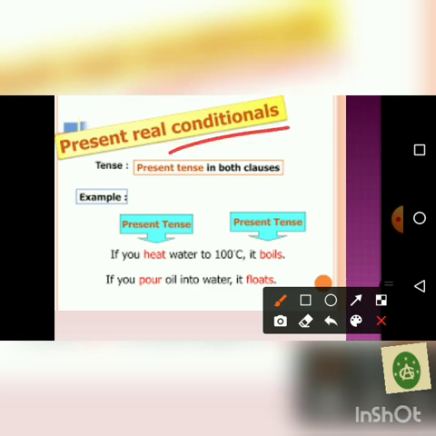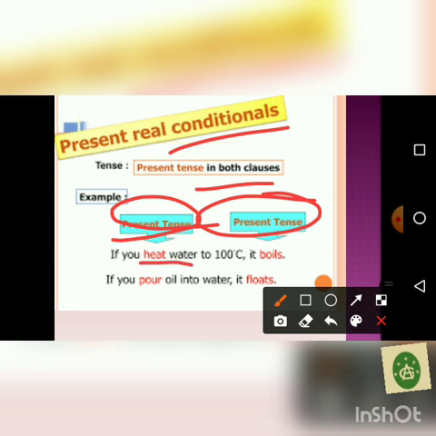Present real conditionals. These are real situations, right? In both the clauses, present tense is there. For example, present tense here, present tense here. If you heat water to 100 degrees, it boils. If you pour oil into water, it floats.